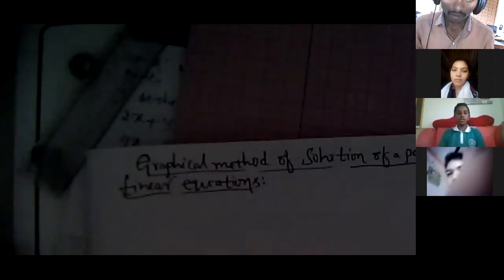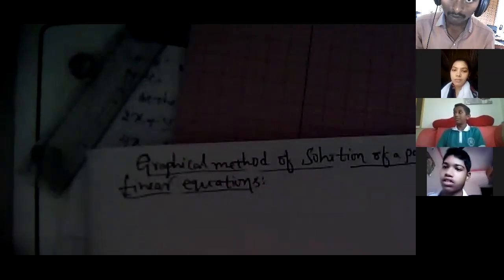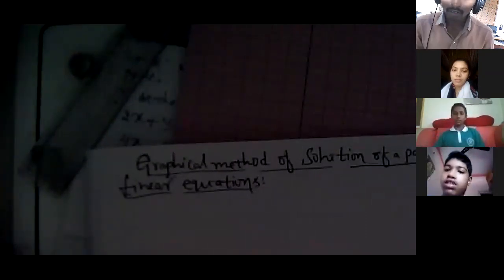Okay, right, heading. The next concept. Next concept, write it. Graphical method of... why is it too dark? The camera problem. What will I do? Yes, I know. This is too dark.